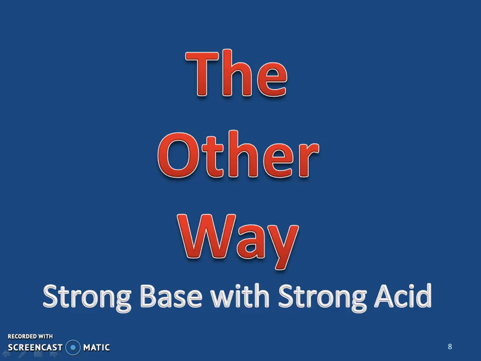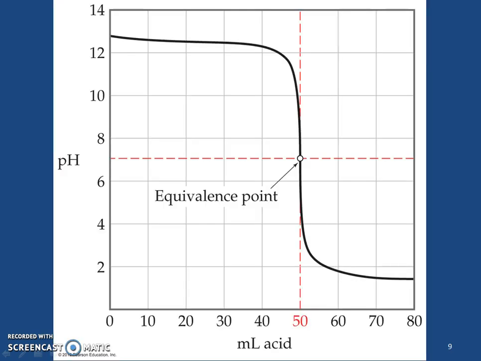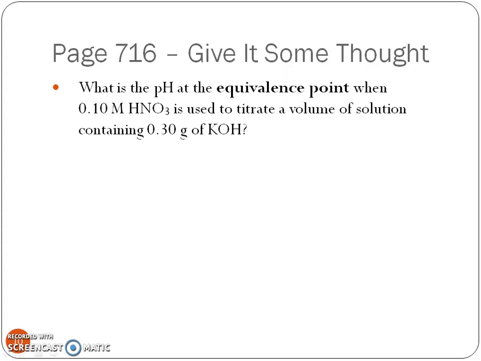So if we want to see the other way, how about if we start with a strong base and we're titrating with a strong acid? It just is the other way, right? So again, we're starting with a strong base. Our equivalence point is still 7. We still have a long line here, and then our acid would be dominant. So give it some thought.